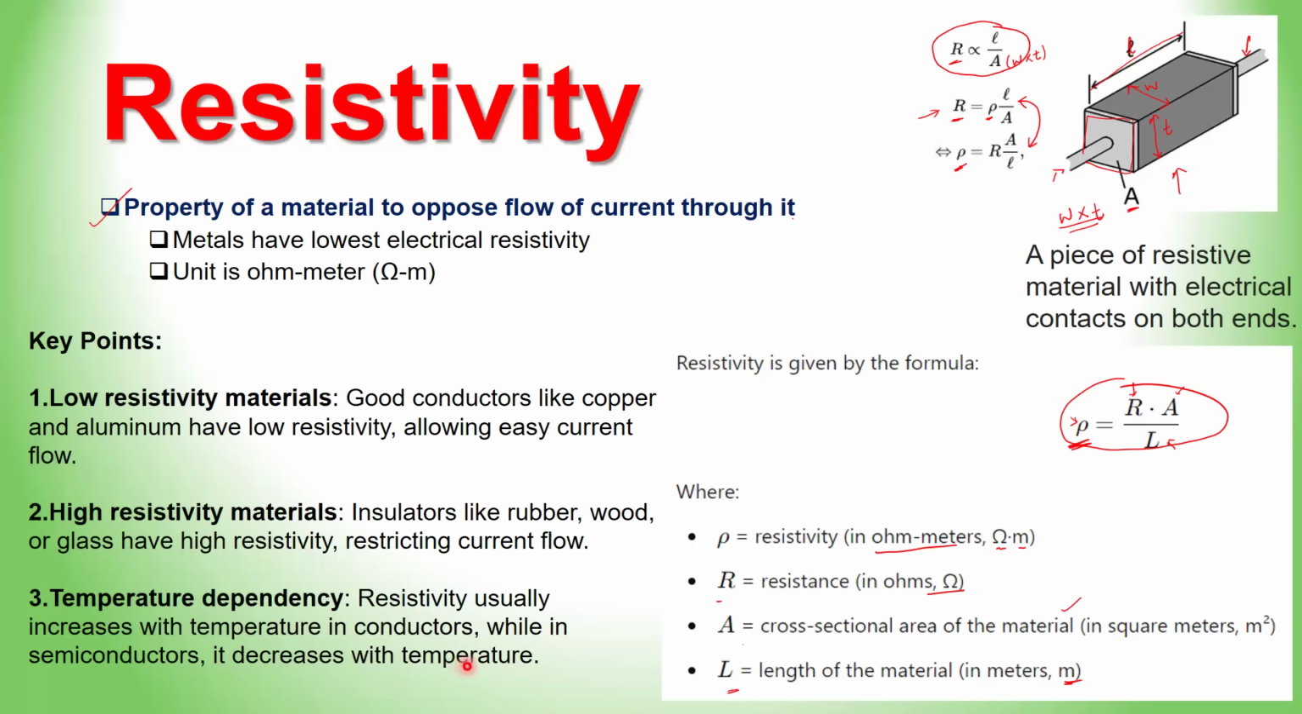It means they become more and more conductive material. That means they will allow the easy passage of current flow through them. So that's the difference between conductors and the semiconductors in terms of their resistivity and their relationship with the temperature. Okay, so let us move to the next point.